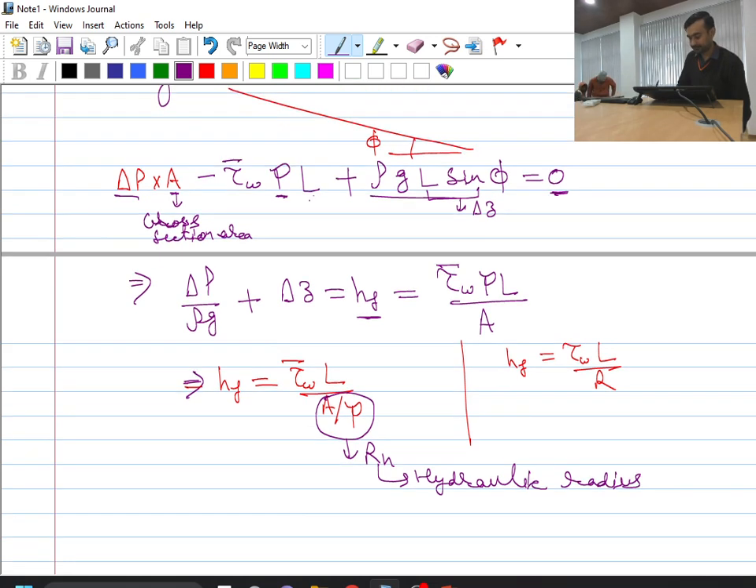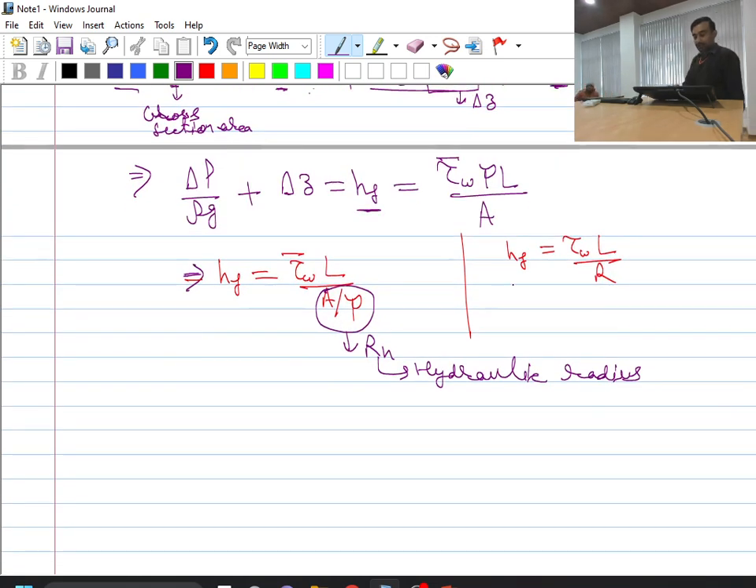Is this one clear? Because for circular cross section my hf was equal to tau w into L by R. So for non-circular cross section I am getting hf equal to tau bar w L by A by perimeter. So A by perimeter must have the dimensions or equivalence of a radius. For a non-circular duct we cannot define exactly the radius. That's why this equivalence of cross-sectional area by perimeter is called the hydraulic radius of the duct.